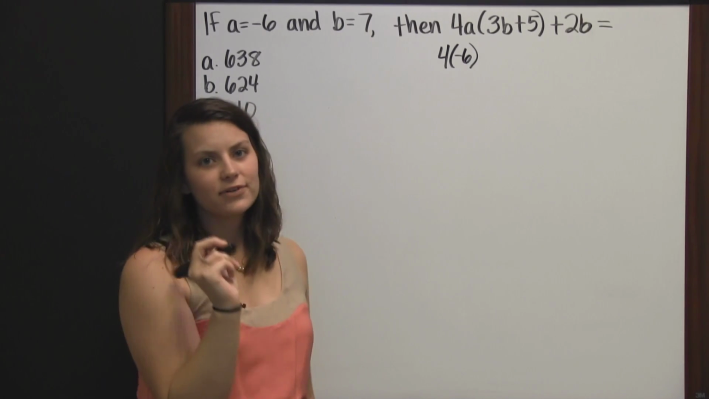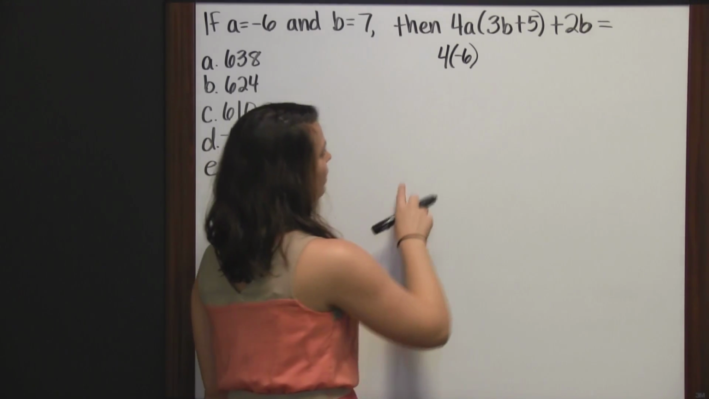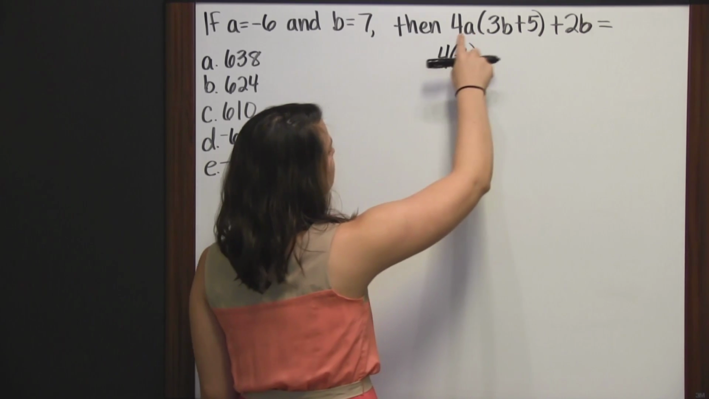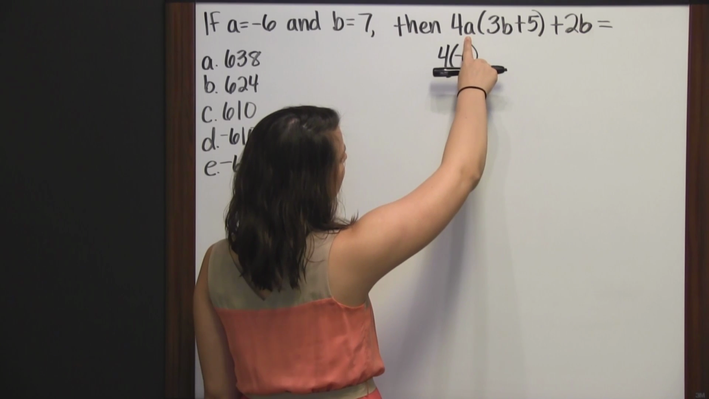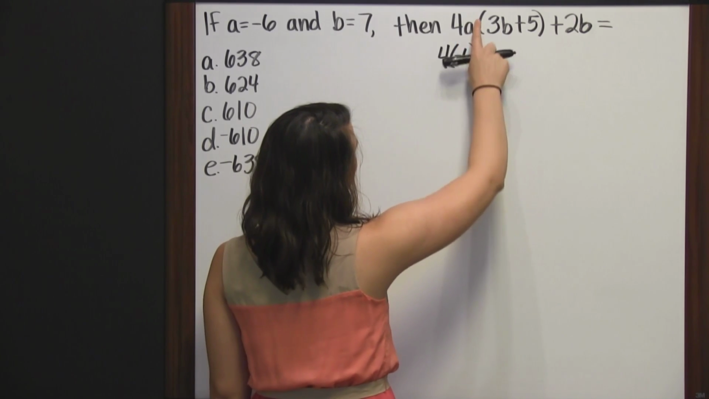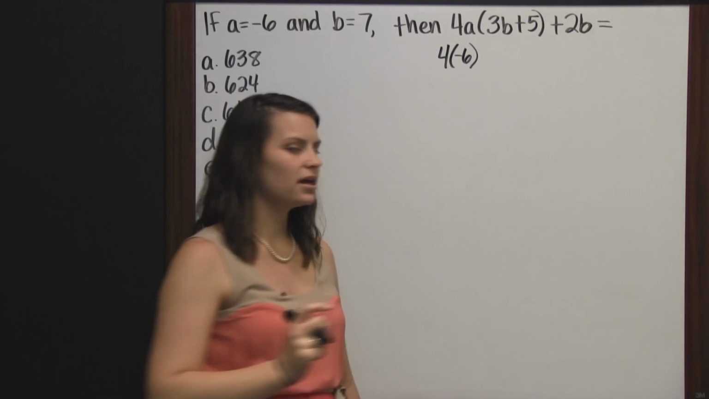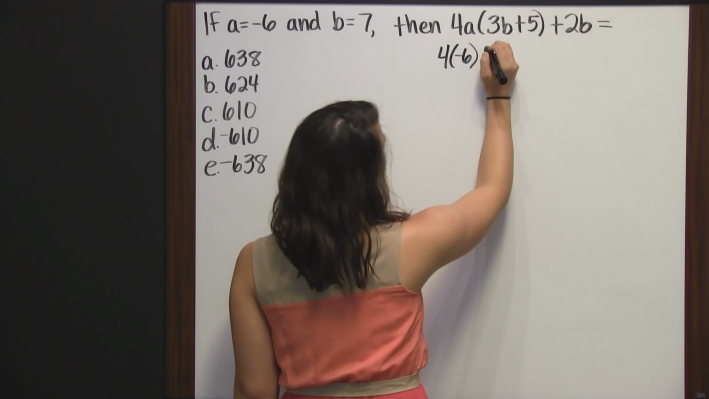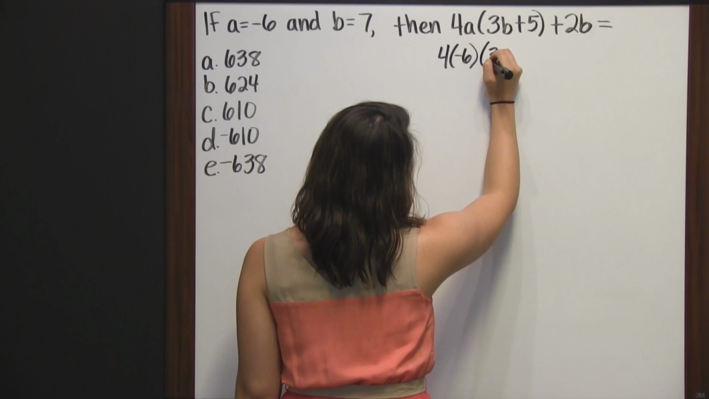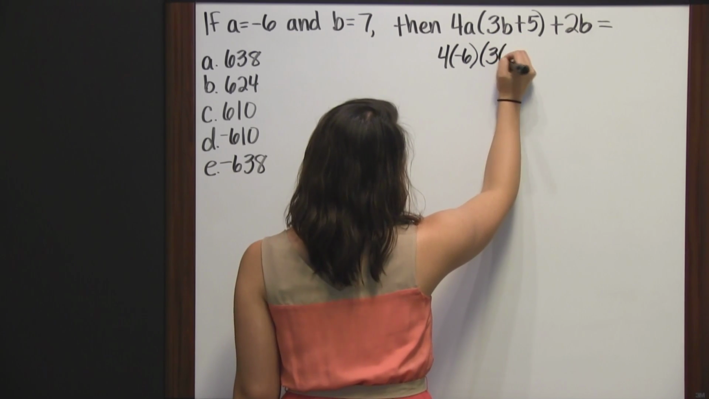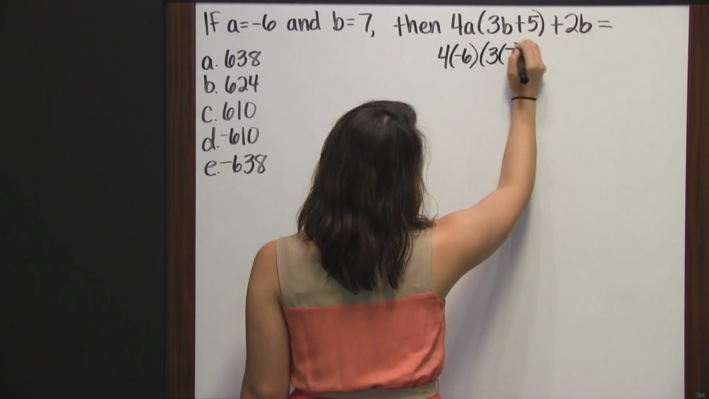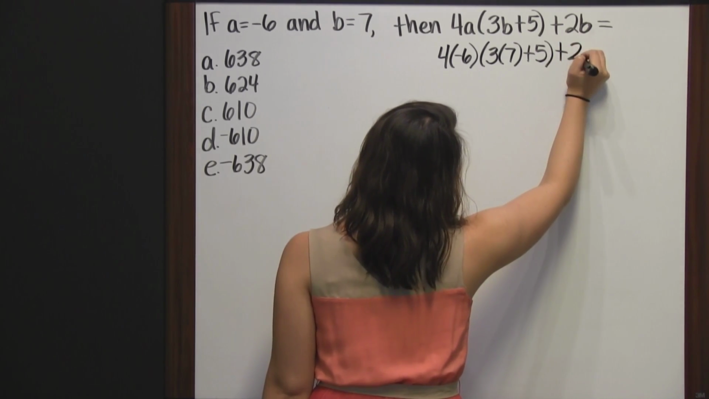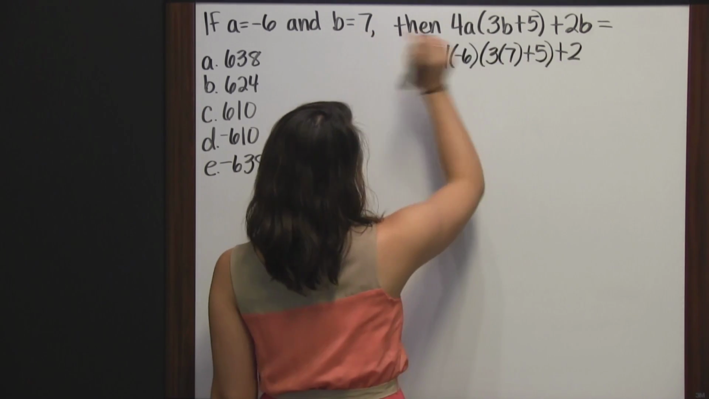And you can use a little dot for a time sign, or you can even use the X for the time sign. But I'm just going to use parentheses. And then these parentheses here, since there's no sign between the A and the parentheses, not a plus sign, not a minus sign, or a division sign, again, it's understood to be multiplication. So this is times the quantity, 3, again, times B. B is 7, plus 5, plus 2, again, times B, which is 7.